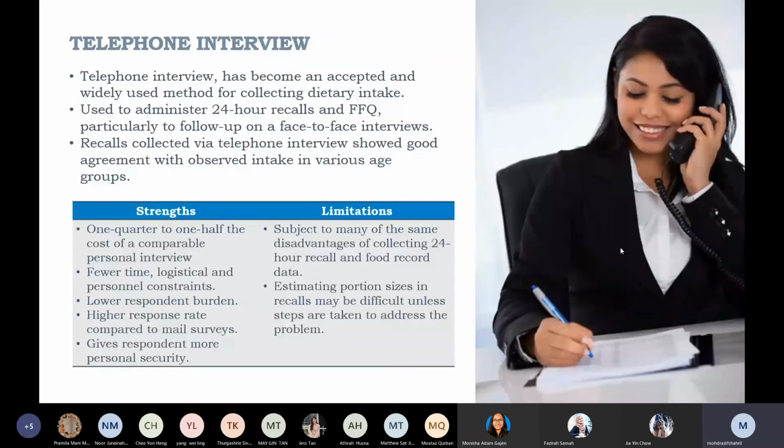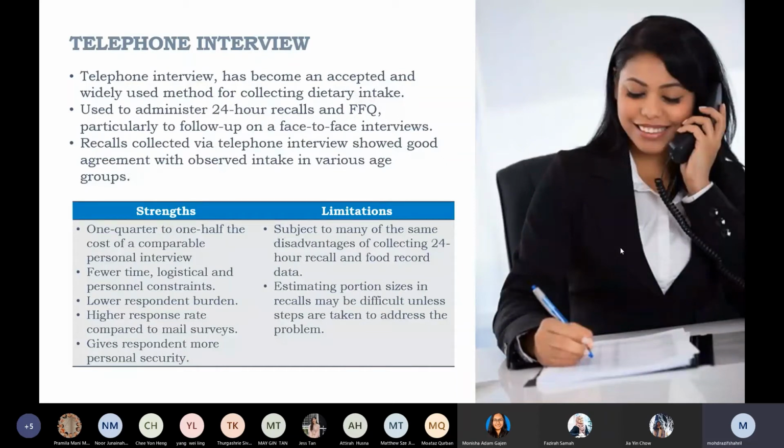Telephone interviews also give respondents more personal security, so they don't need to go out and meet somebody they don't know, and give information to a stranger. So it gives more of the personal security aspect when we do telephone interviews.